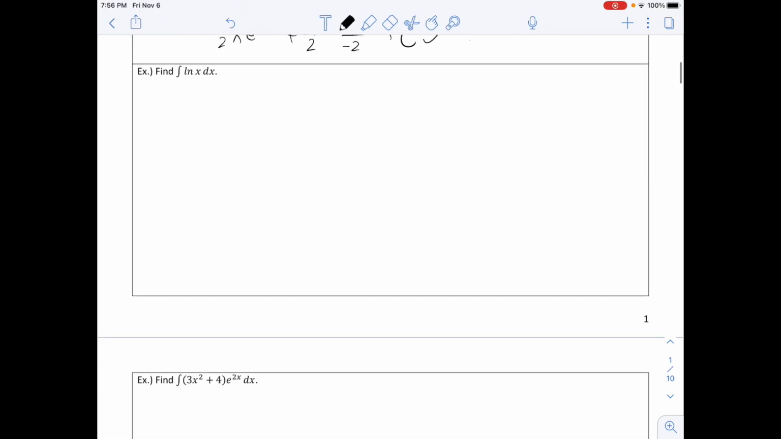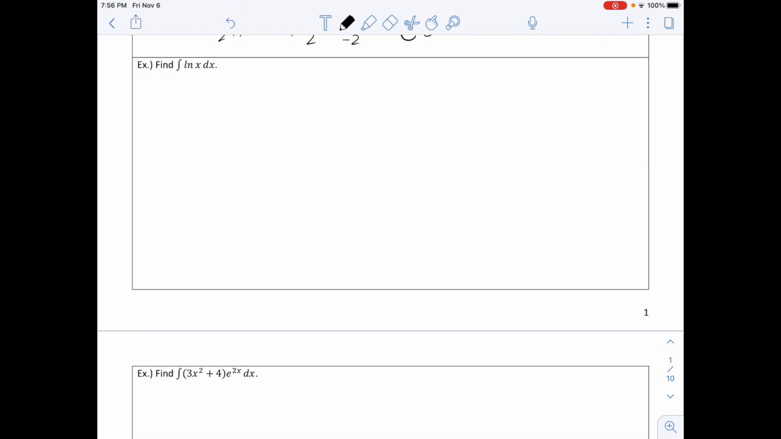The next example says to find the integral of ln of x dx, and we don't know how to do that, so I don't have anything that will work to set u equal to in order to try my u substitution. You always want to try u substitution first, and then if u substitution does not work, then you would like to go ahead and try integration by parts.